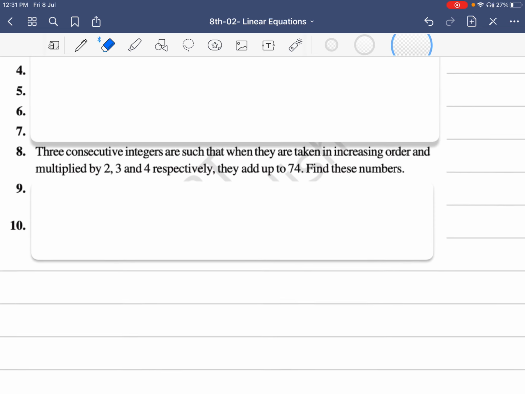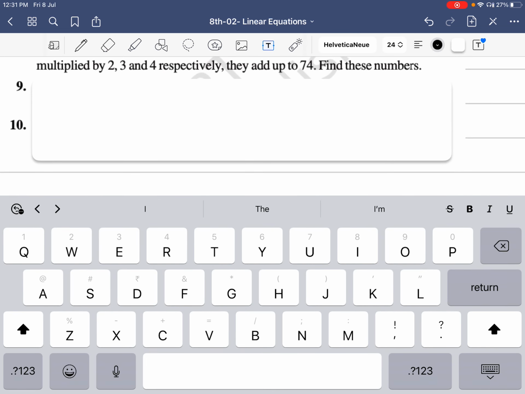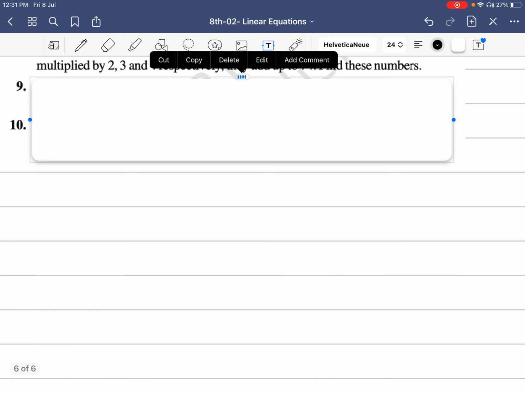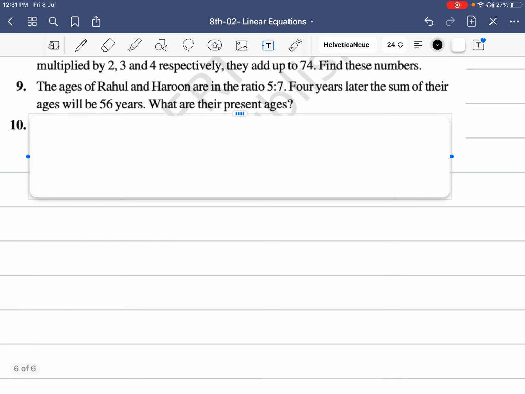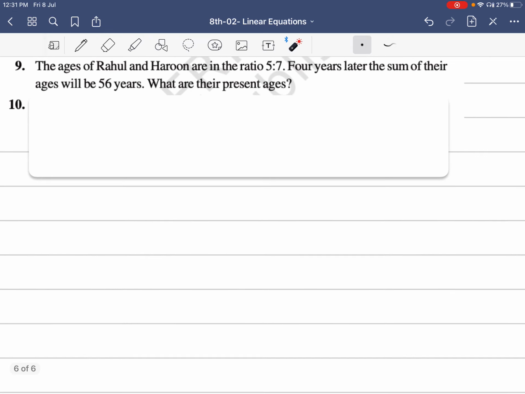Okay, let's try to zoom in. Now problem number 9. This is the problem number 9. Okay, let's try to focus only on that. Yes, now the problem reads that the ages of Rahul and Harun are in the ratio 5:7. 4 years later, the sum of their ages will be 56 years. What are their present ages? We have to calculate their present ages.